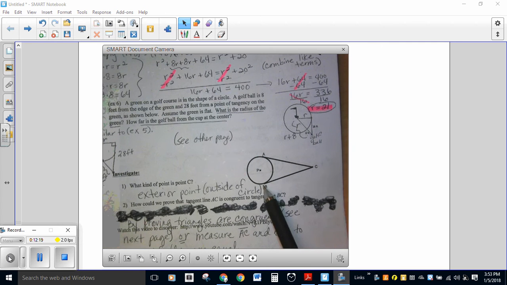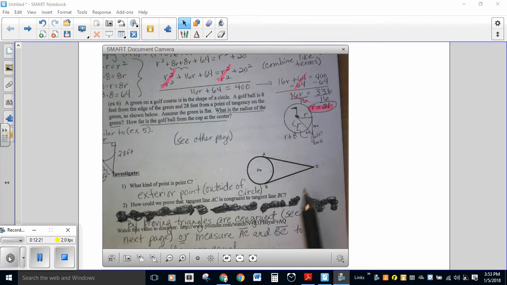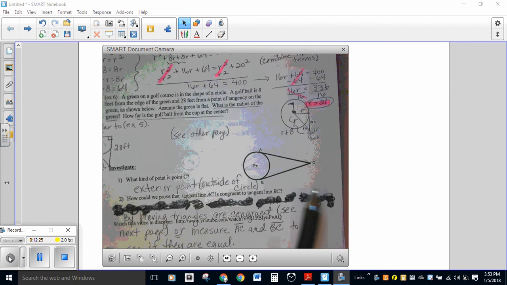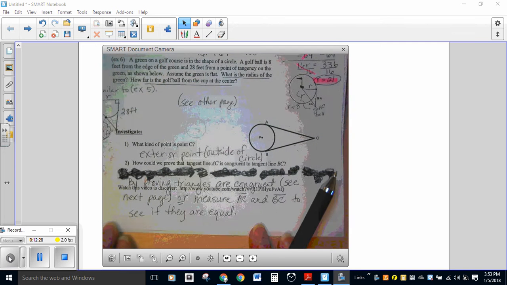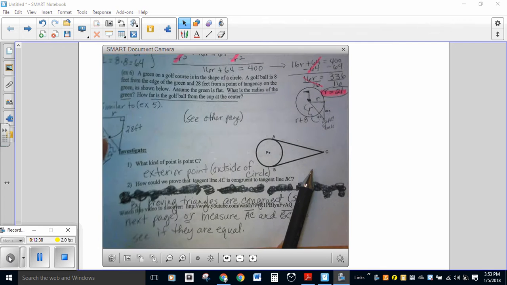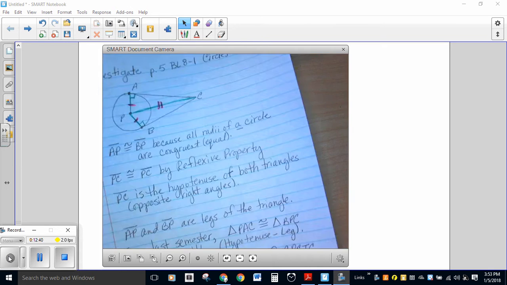We can either do it by proving the triangles are congruent, and I'm going to show you that on the next page, or we could just measure, if it was where we could do it, the length of line segment AC and the length of BC and then see if they're equal to each other. Okay, if we can't measure, then we're going to use some of the stuff from first semester. So this is what it looks like.